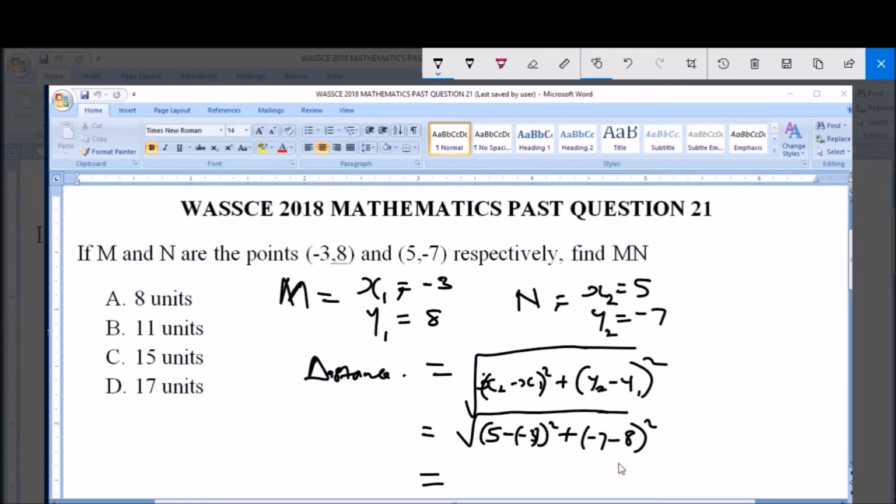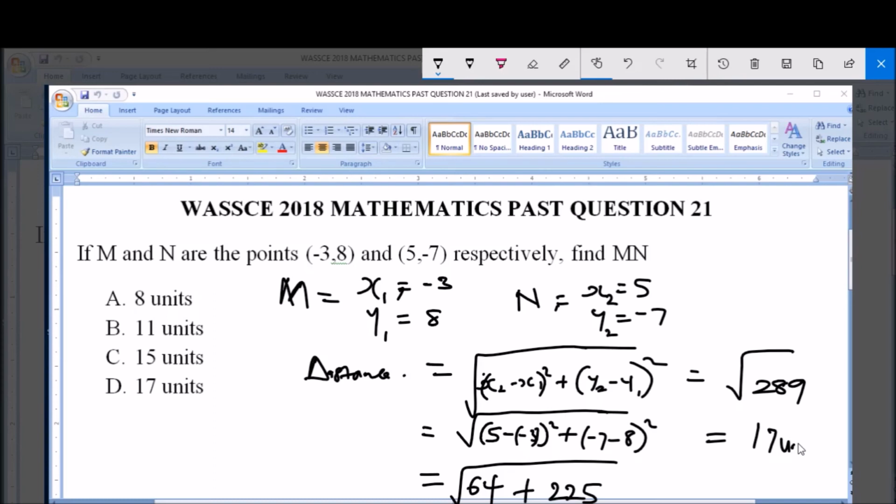Now this is equal to the square root of 5 minus -3, which will give us 8, and 8 squared will give us 64. Now -7 minus 8 will give us -15, and -15 squared will give us 225. So this is equal to the square root of 64 plus 225, which will give us 289, the square root of 289, and the square root of 289 is equal to 17 units.